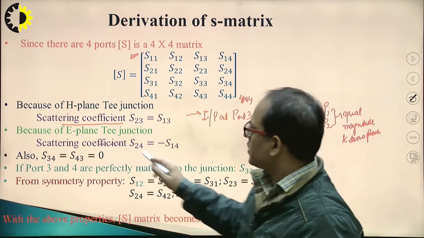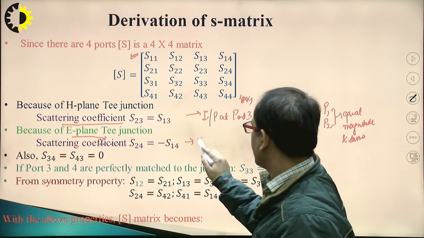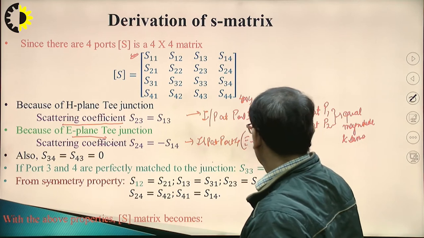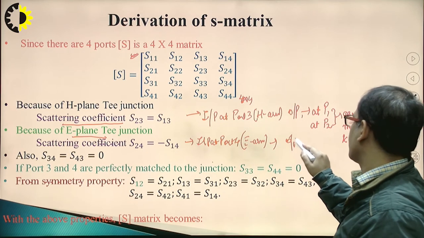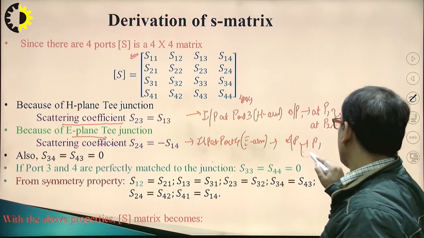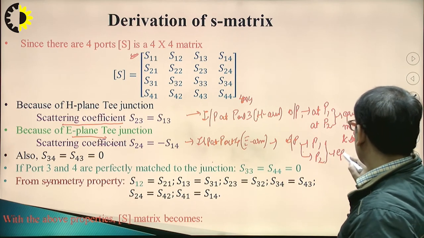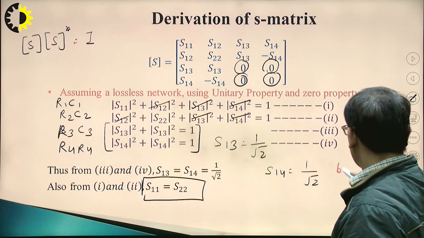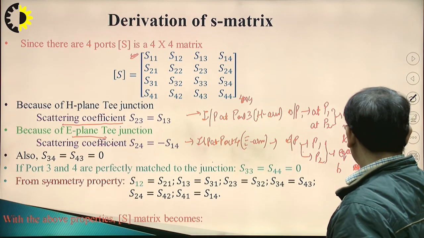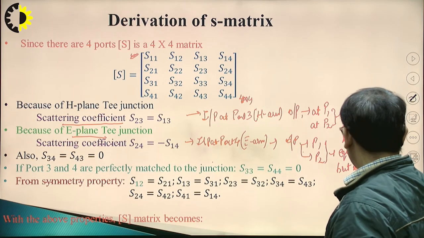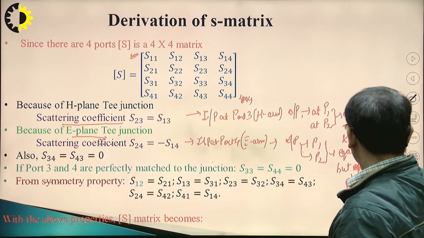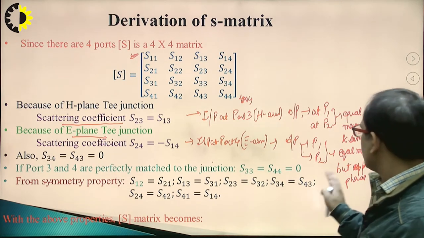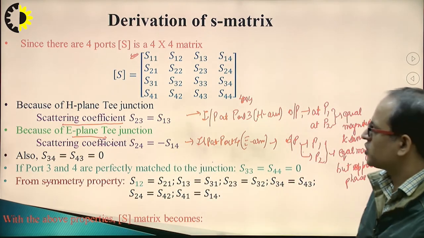Now, if I am providing the input at the E plane T, at port number 4, that is the E arm, then output will be obtained at port number 1 and port number 2 of equal magnitude but opposite phase. Clear? So it means S24 will be equal to minus of S14.